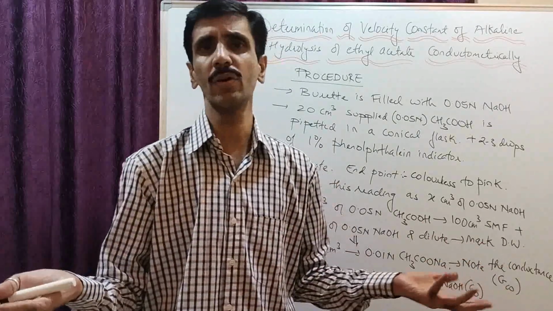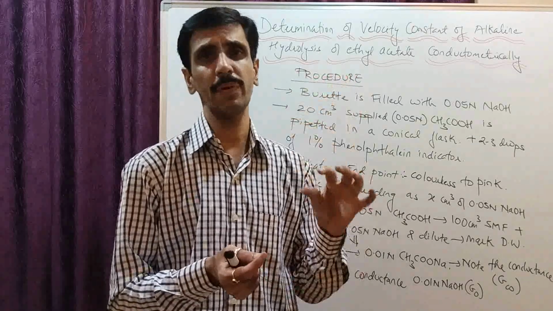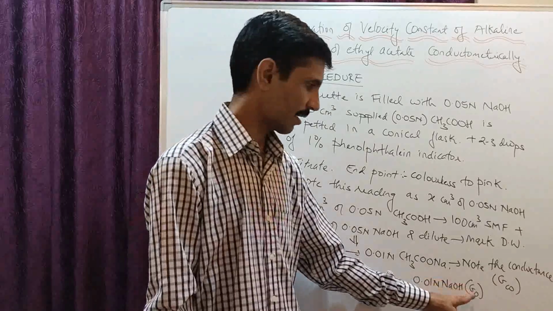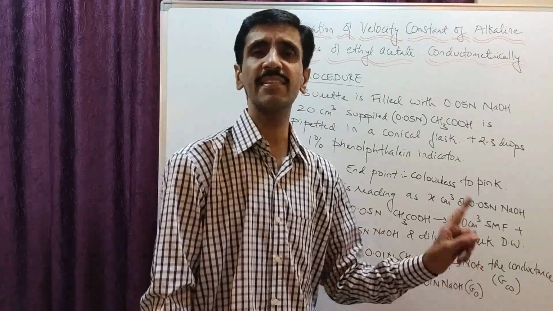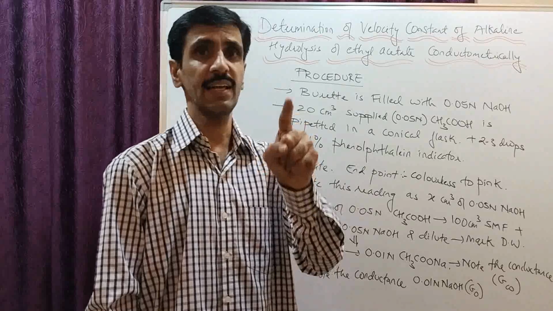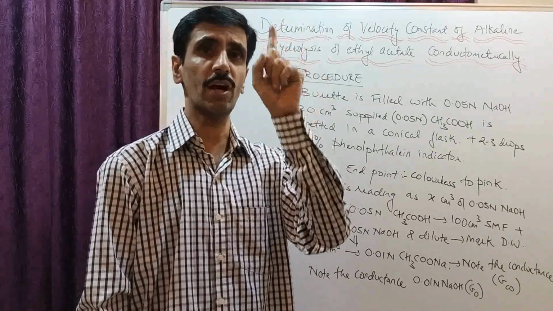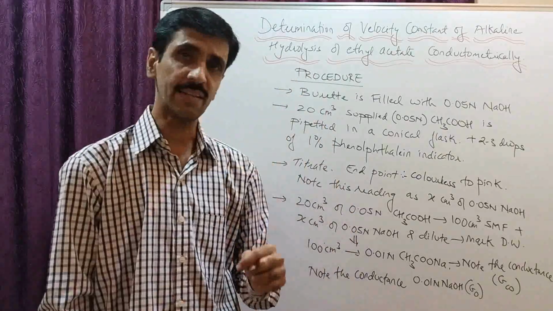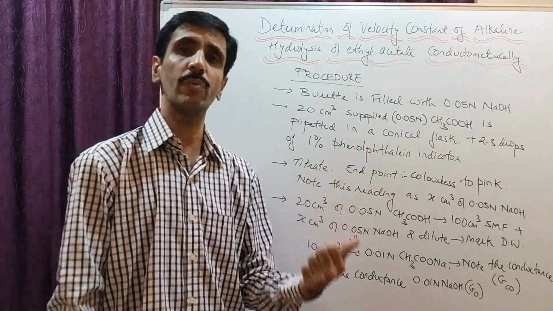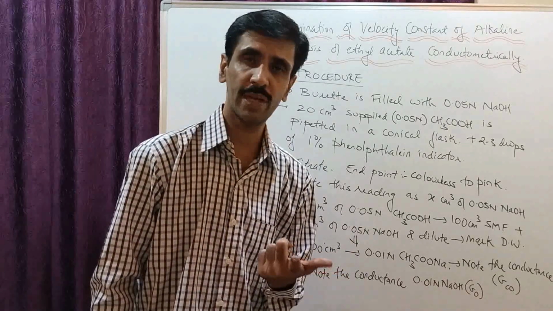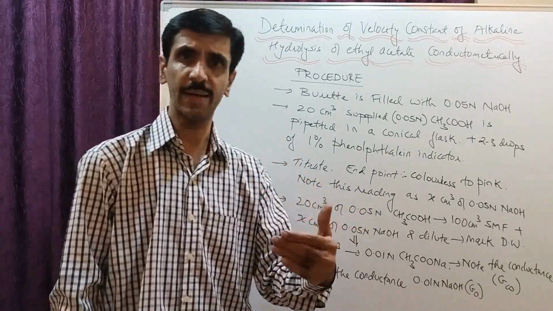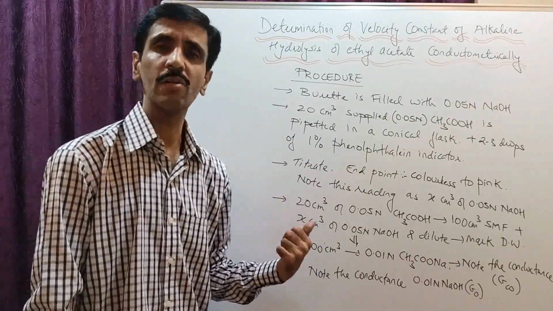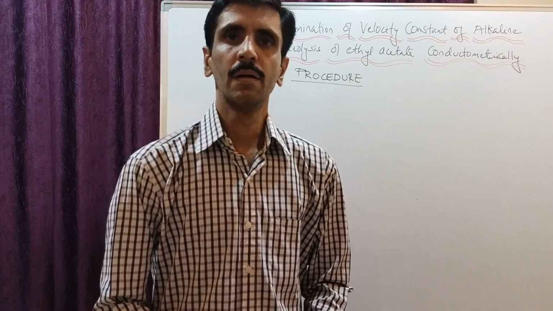Volume, as I already told you, is such that the bottom portion of the electrode must dip into the solution; that much you are going to take. Note down the conductance value, and we symbolize this conductance as G0. So G infinity is the conductance of 0.01 normal sodium acetate, and G0 is the conductance of 0.01 normal NaOH. Did you understand up to here? There are a few more steps ahead, but just go through all the steps and check whether you have understood up to this very well.